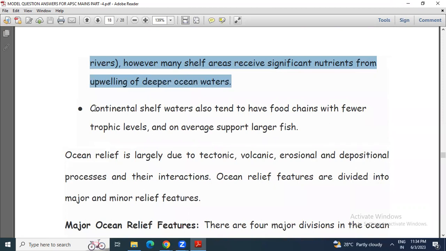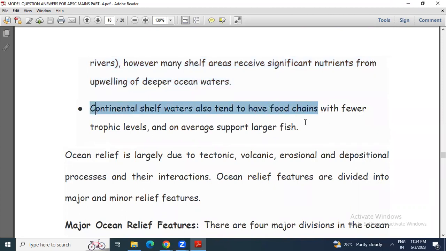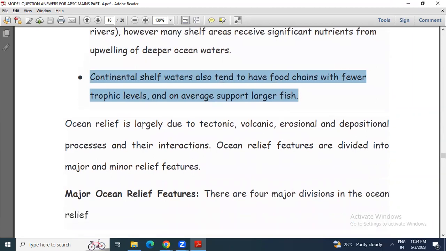So continental shelf waters also tend to have food chains with fewer trophic levels and on average support larger fish. So it also supports larger fish because they tend to have food chains with fewer trophic levels.